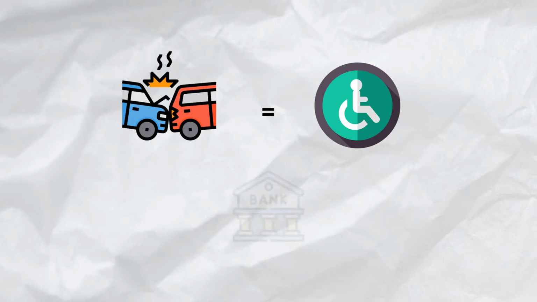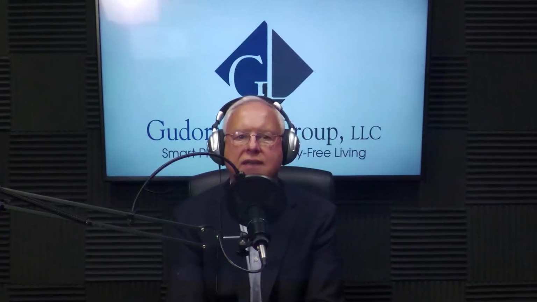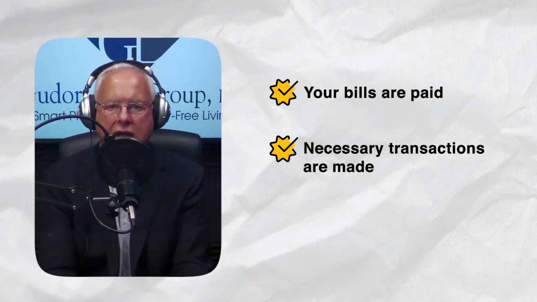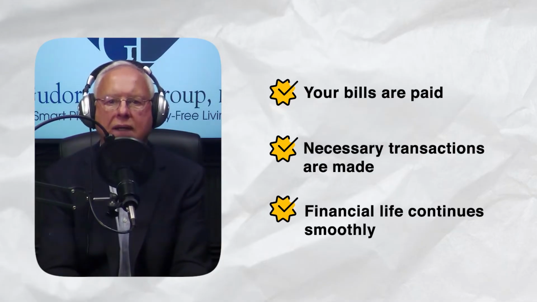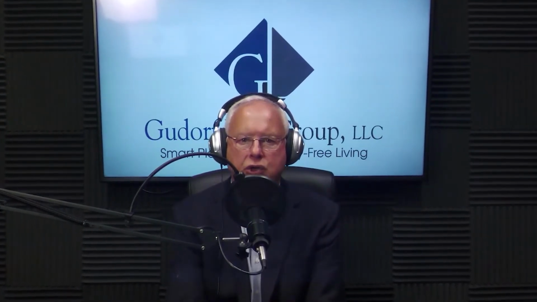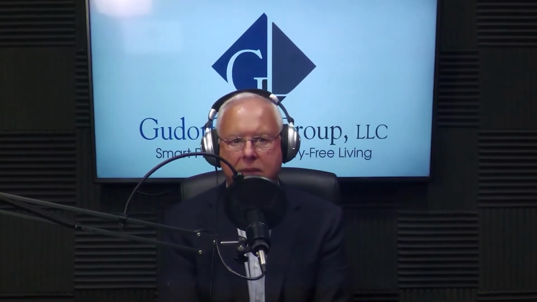Consider a situation where both you and your spouse are involved in a serious accident, leaving you both temporarily incapacitated. If your bank accounts are held within a trust, your designated trustee can step in to immediately manage your financial affairs. They can ensure that your bills are paid, necessary transactions are made, and your financial life continues smoothly during your recovery period. Once you're back on your feet, you can seamlessly resume your role as trustee, taking back control of your finances without missing a beat.